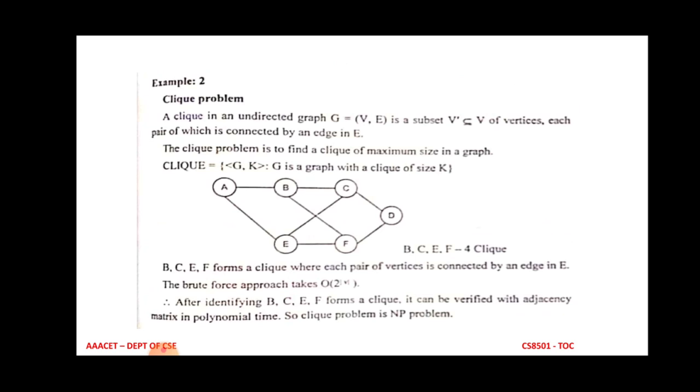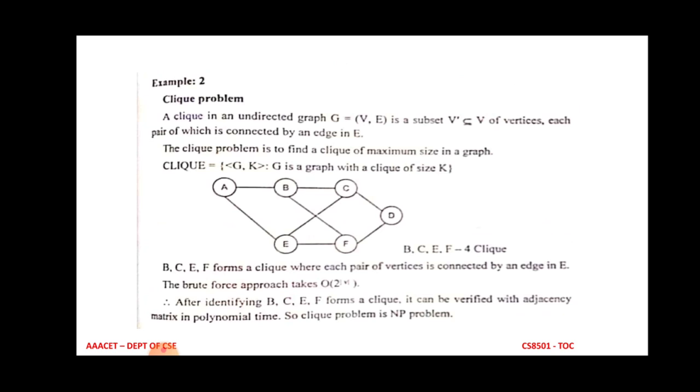So the second example is the clique problem. What is a clique? The clique is defined on an undirected graph. We know what a graph is: graph G is equal to (V, E). Here V is the vertices and E is the edges. So the vertices are connected with some edge values. The clique problem is used for finding the maximum size clique in a given graph.